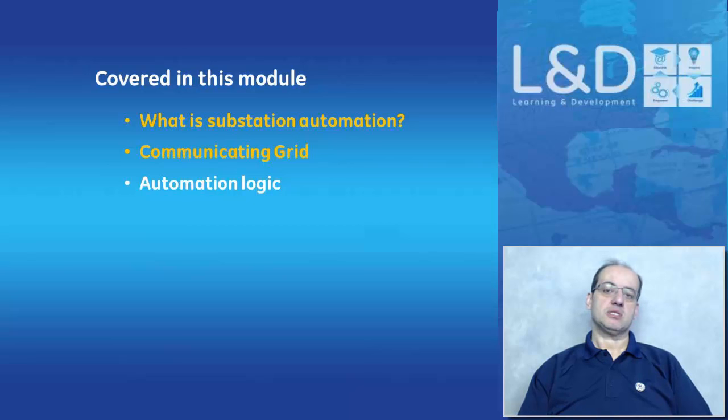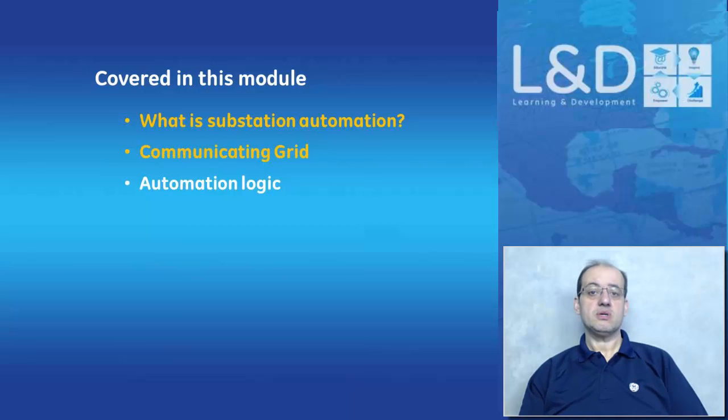Finally, we'll discuss automation logic. So we discussed communication in the grid. We discussed the hardware and software, and last we will discuss automation. Automation sometimes can be misinterpreted as just delivering SCADA information. That's true. It also could mean that we could implement some logic in the substation to allow for self-healing, to allow for automated tasks to be carried out.